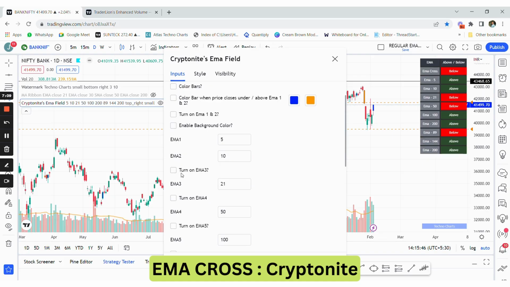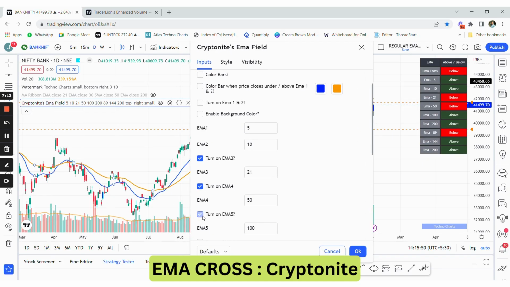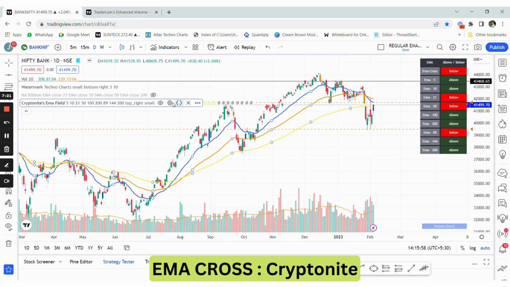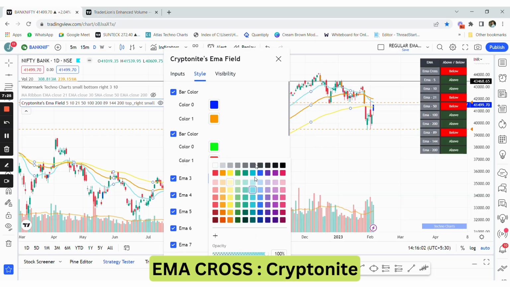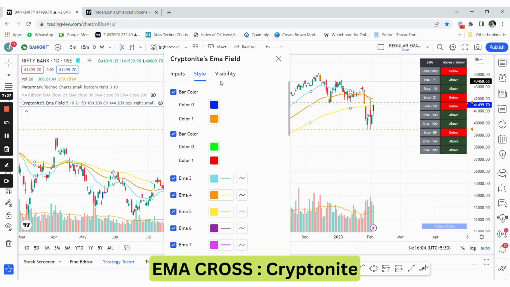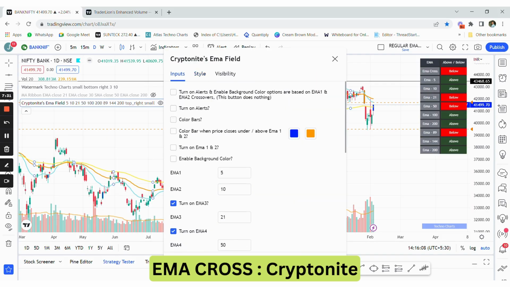Apart from that, you can also add these moving averages by clicking on this checklist here. So if you click on the checklist, you see the 21 EMA, 50 EMA, 100 EMA gets plotted on the chart in the background, and you can change the color of these moving averages by going into the style and changing the color to the colors that you desire, right? Now, apart from that, basically these are the indicators that can help you to understand the trend of the stock.